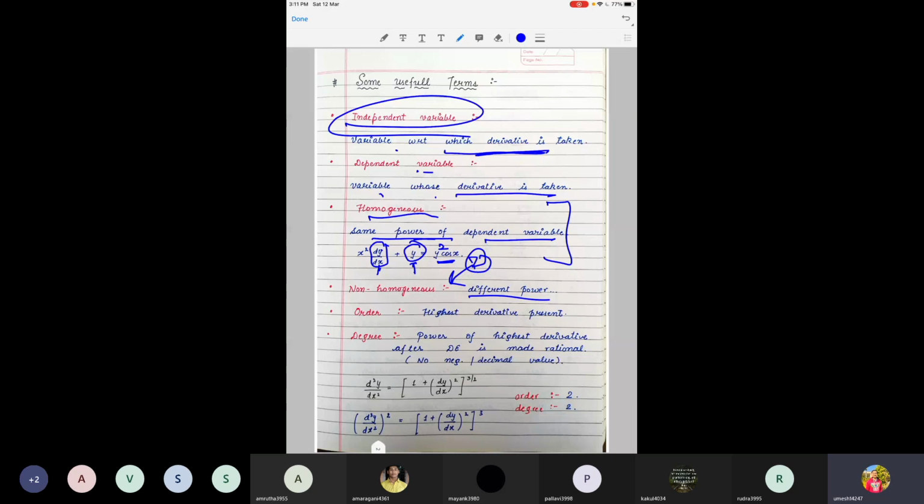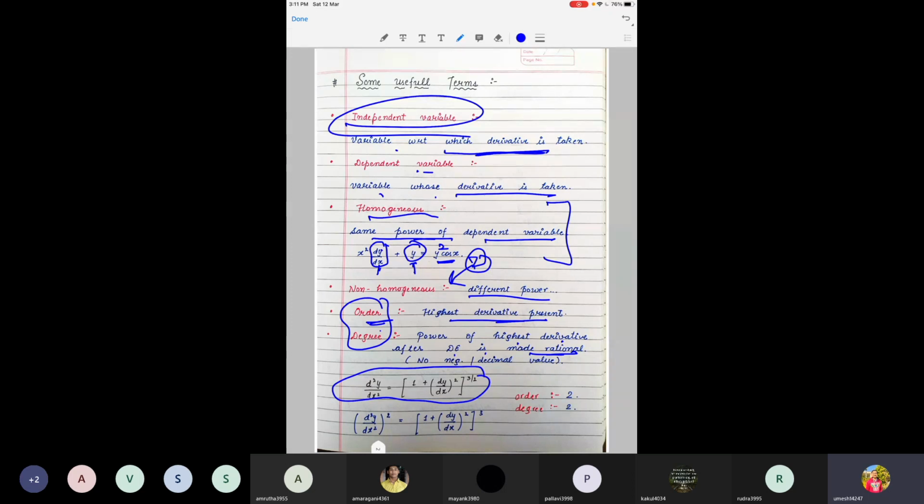So we have next term, that is order. So order, these things we have learned in I guess 12th standard also, no, like degree and order of some differential equations. Cool. So what do we mean by order? Like the highest derivative present in the equation is the order of the equation. Like here, I'll be taking this example after defining the degree thing. So what is degree? The power of highest derivative after differential equation is made rational. Like there should be no negative power of something or no decimal value.